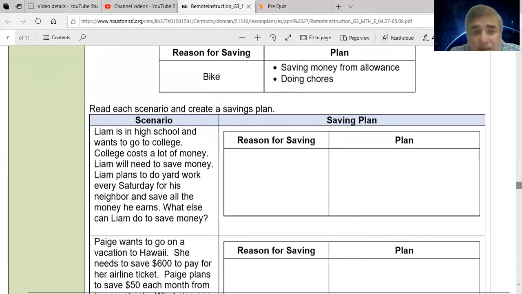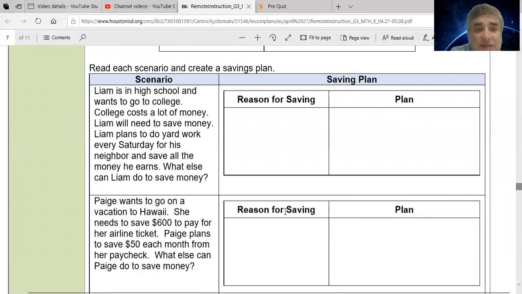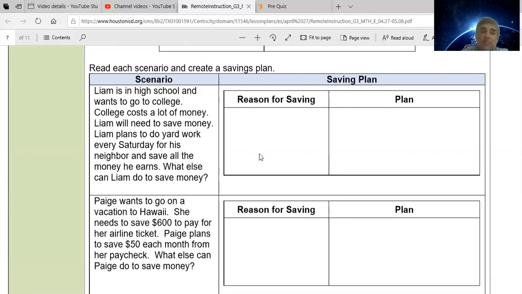Well, let's see some scenarios, some examples of these. Let's see scenario one. Liam is in high school and wants to go to college. College costs a lot of money. Liam will need to save money. Liam plans to do yard work every Saturday for his neighbor and save all the money he earns. What else can Liam do to save money?